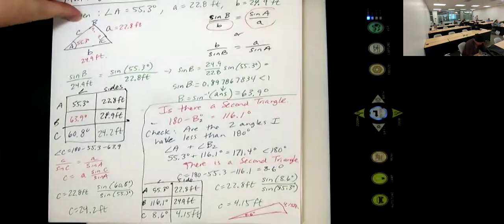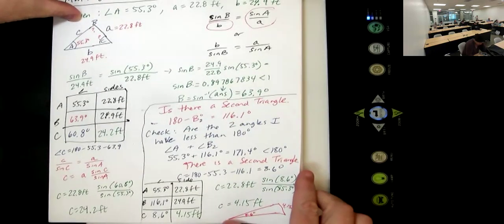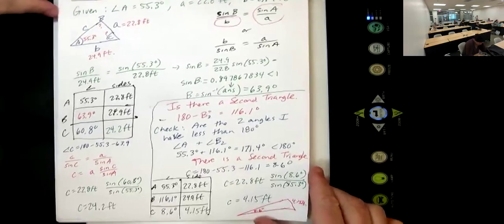Alright, so one more topic that is in 8.1 before we hit law of cosines. Anyone have any questions on this one?